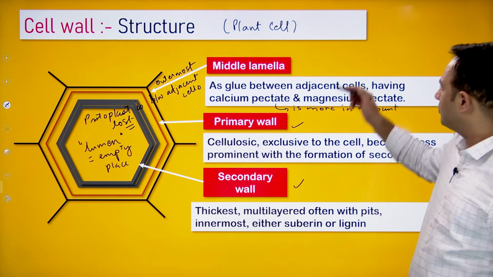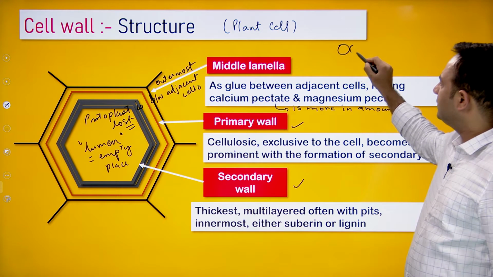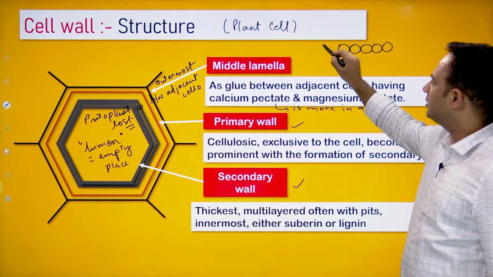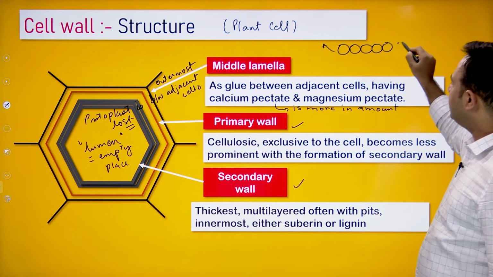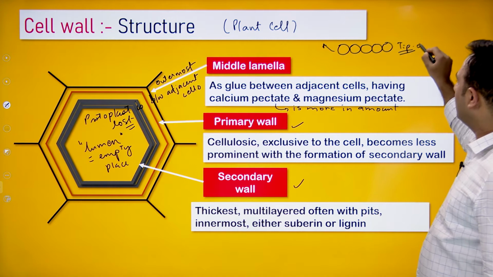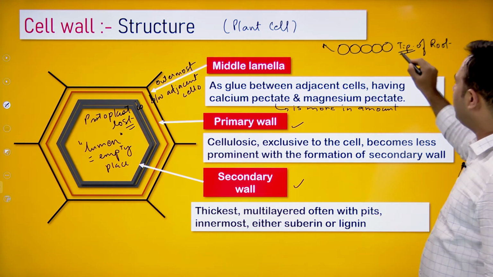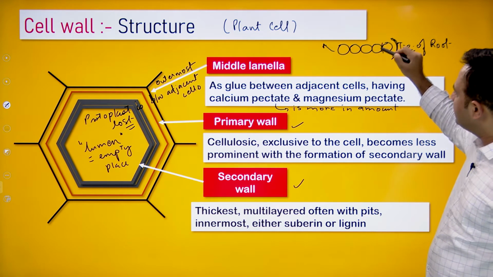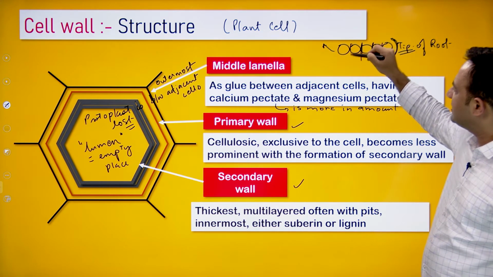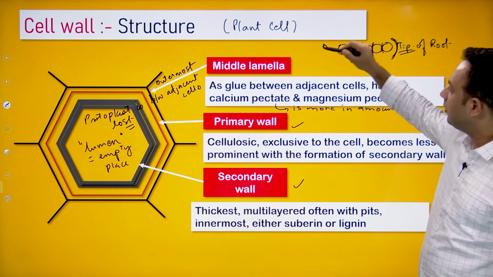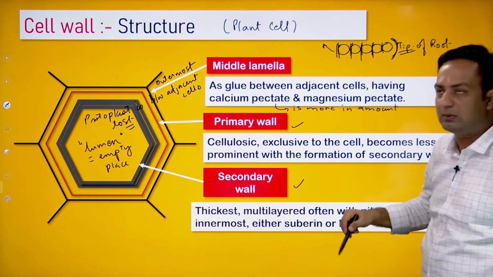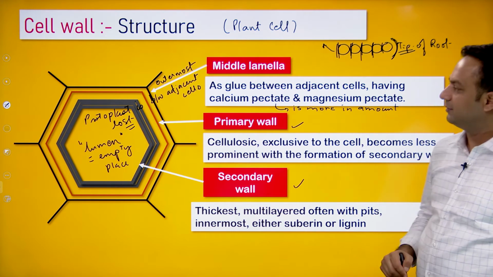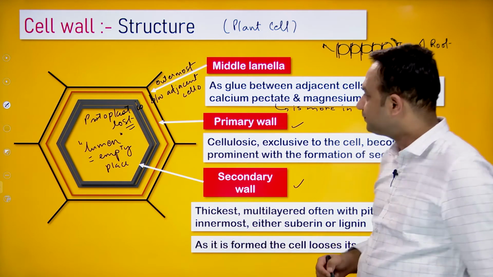One fundamental type of question. See, this is 1, this is 2, this is 3, this is 4, this is 5, and here continuous, so many. I am saying this is the tip of the root. Definitely this area must not have middle lamella. This side middle lamella is present, this side, this side, this side. Here there is continuity of the cells, that's why here also middle lamella. But the tip is lacking middle lamella. Remember this. Okay.